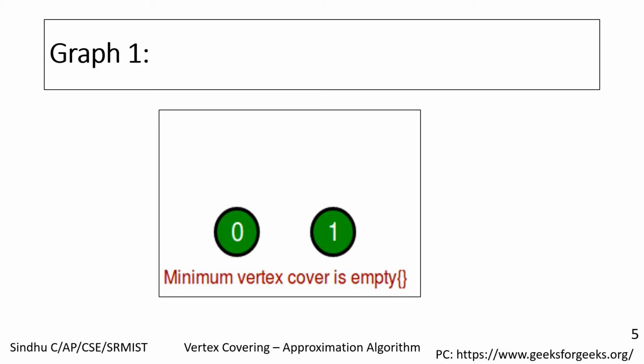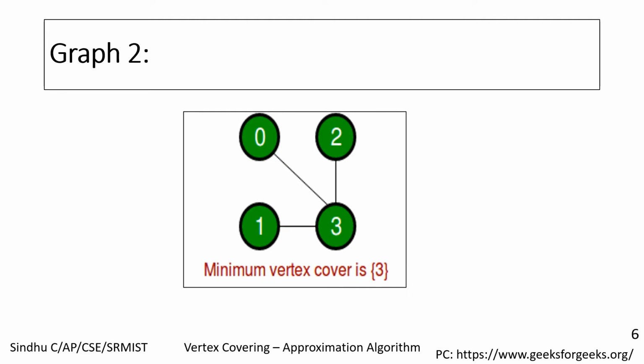Consider this example. This is a graph with no edge. There are only two vertices. So the minimum vertex cover is empty. This is the second example, where you can see this is an undirected graph. You have four vertices 0, 1, 2 and 3. Now we have three edges connected to this vertex 3, right? So if I cover this vertex 3, then all the three edges are covered because all the three edges are connected to this vertex 3, right? So the minimum vertex cover is 3.